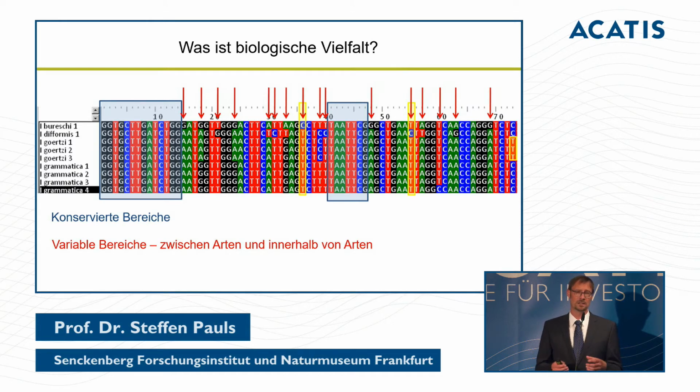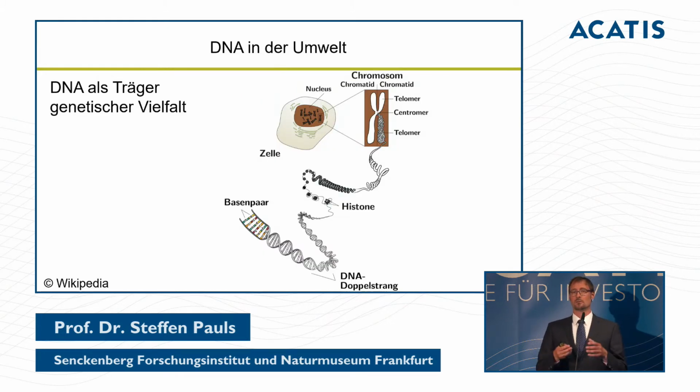So there are species in between. In themselves they are the same, but they are different from other species. But then we have individual cases where we have variations within the species. And that is what we as bioscientists mean when we talk of biological diversity.